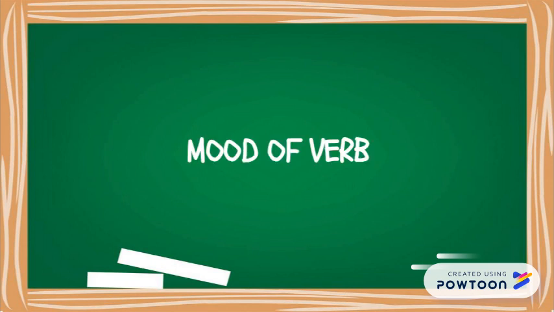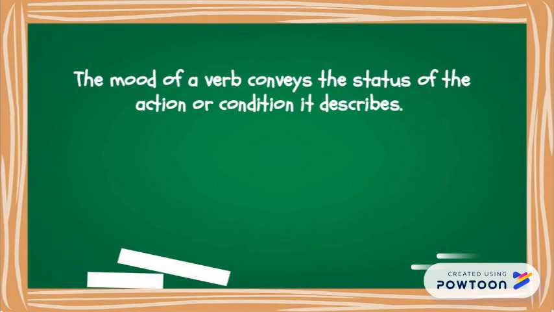Today we will be talking about mood of verb. Verbs are an interesting part of speech because they have different moods, and a verb expresses an action or state of being in the sentence. You might wonder what is mood of verb anyway. So let's start. The mood of a verb conveys the status of the action or condition it describes.